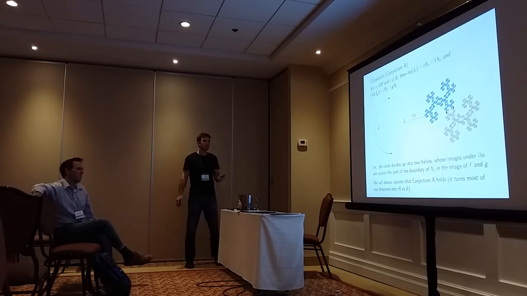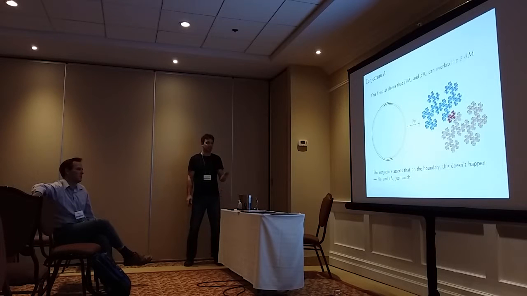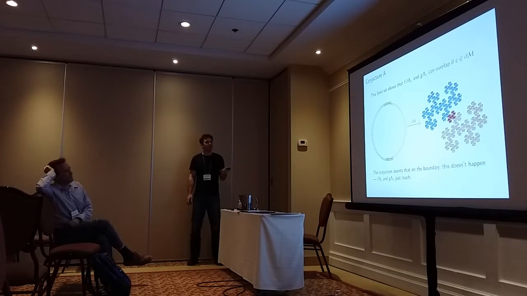And then there's a conjecture which looks exactly the same, and I'll explain on the next slide why it's not exactly the same, which is that there's a unique way of doing this. Basically, that the image of this half circle is exactly the boundary of f lambda, and the image of this half circle is exactly the boundary of g lambda. So before you can even read the rest of the slide, I'm going to go to an example of why this is a thing.